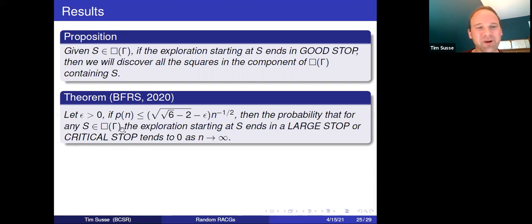But the very important theorem is that with high probability, if p of n is less than our threshold, any exploration that we do will almost surely not end in a large stop or a critical stop. And so we almost surely always end in a good stop. So we almost surely always discover every square in that component.